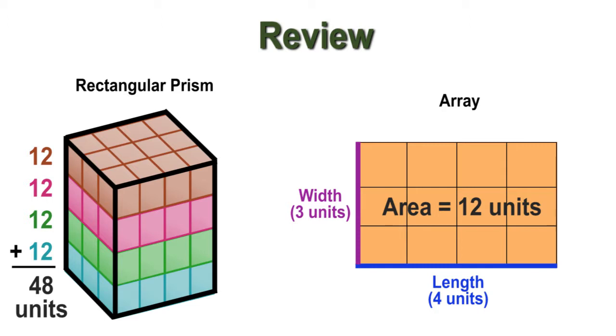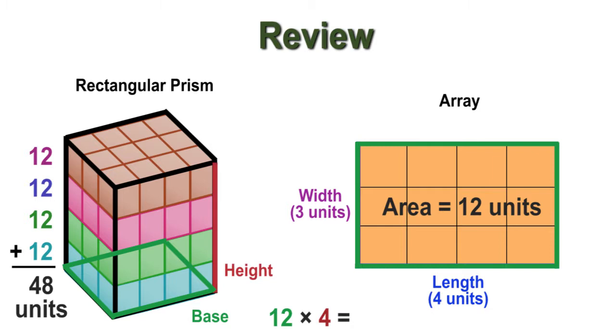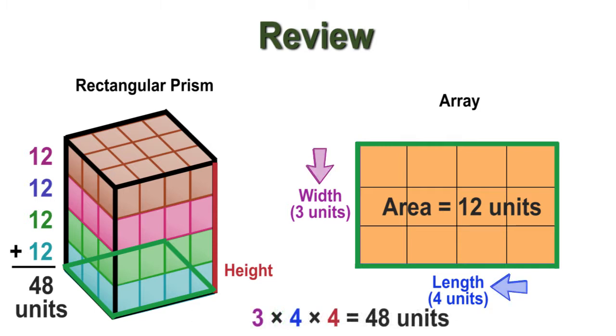Another way to write an equation to represent the volume of a rectangular prism is by using multiplication. Since multiplication is a fast way to do repeated addition, the number of units in the base can be multiplied by the number of layers high. The volume of this prism would be 48 units. The equation can be simplified by multiplying the number of units in the area of the base by the number of layers needed to fill the prism.